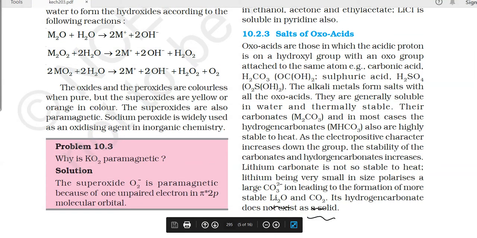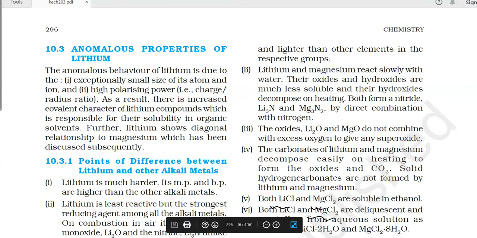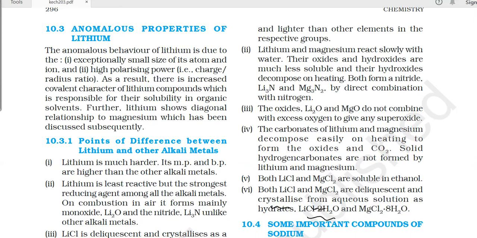Next, the anomalous properties of lithium. At the start of this chapter I discussed that lithium has some anomalous properties because of the small size of its atom and ions. Lithium also has high polarizing power, that is the charge to radius ratio. As a result, there is an increased covalent character in lithium, while the other members of the alkali metals have high ionic character. Further, lithium shows a diagonal relationship with magnesium. Lithium's properties are very similar to those of magnesium as compared to the members of its own group.